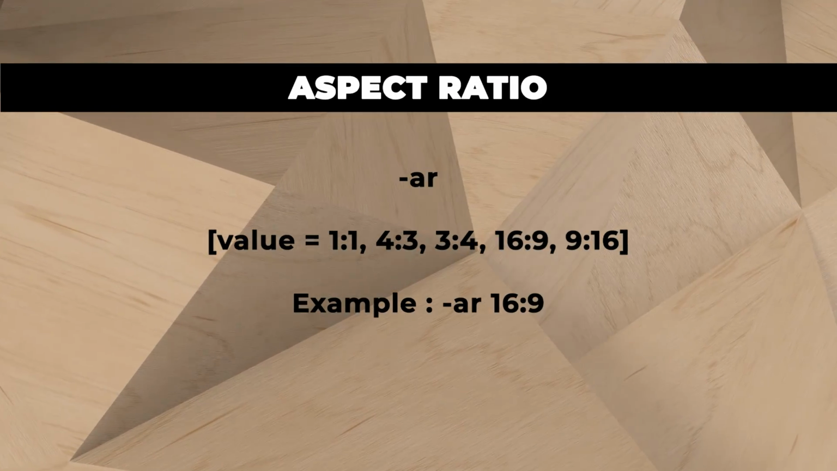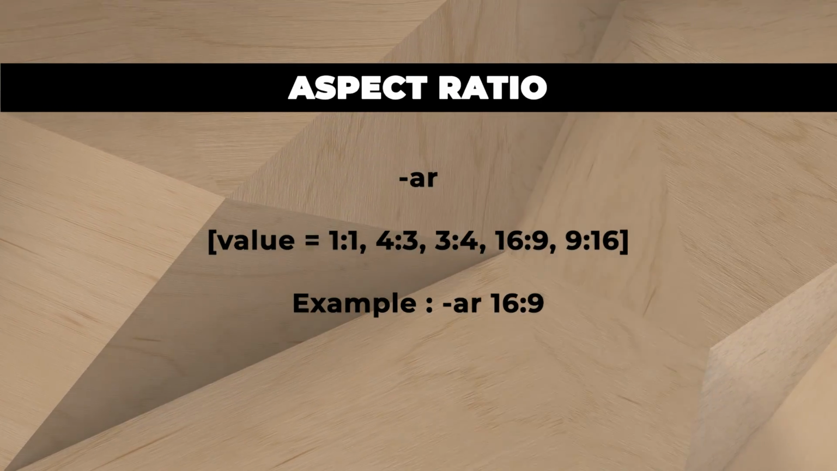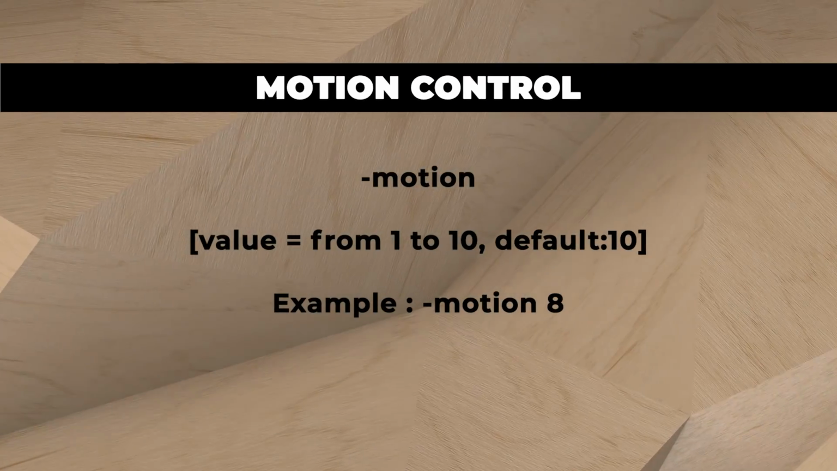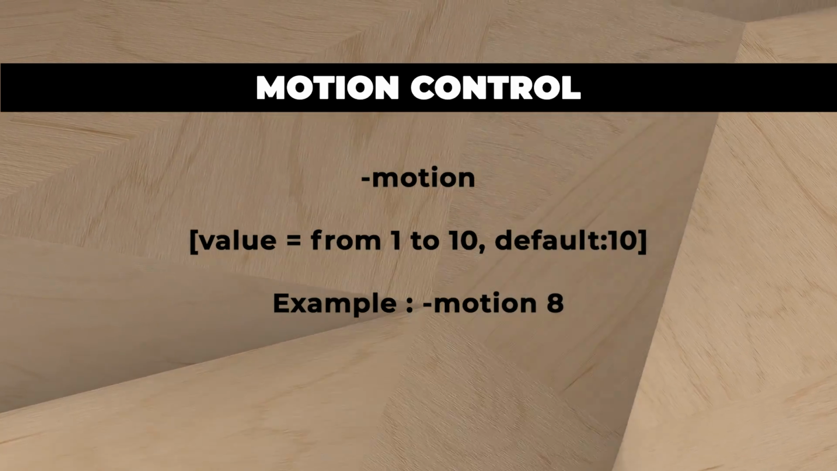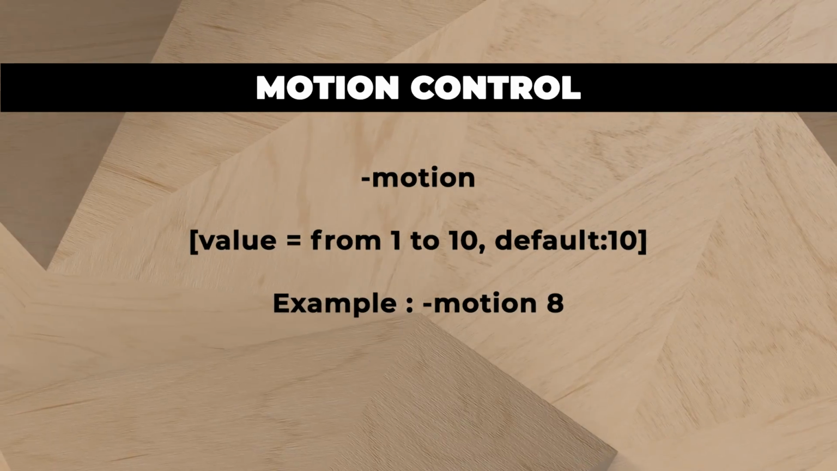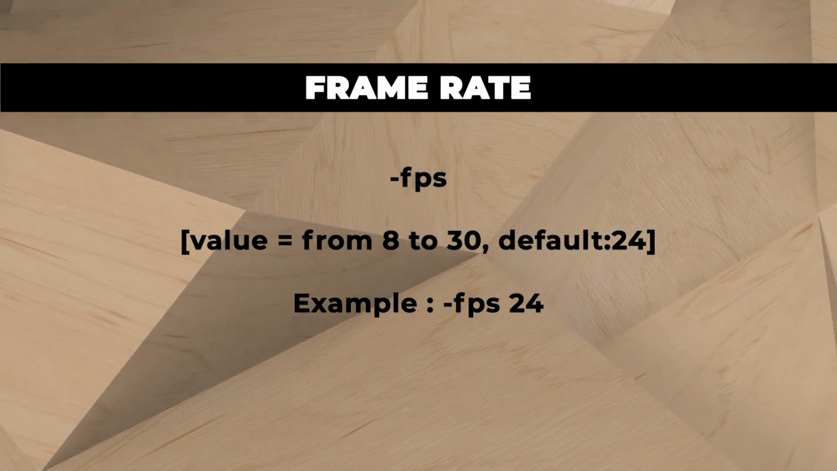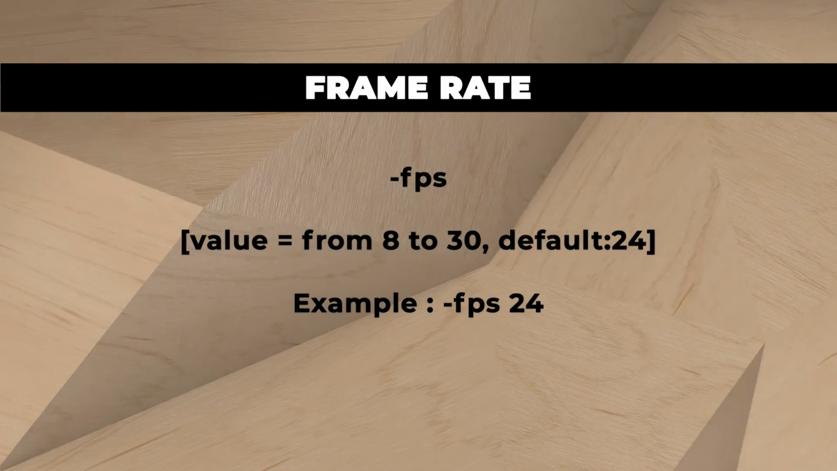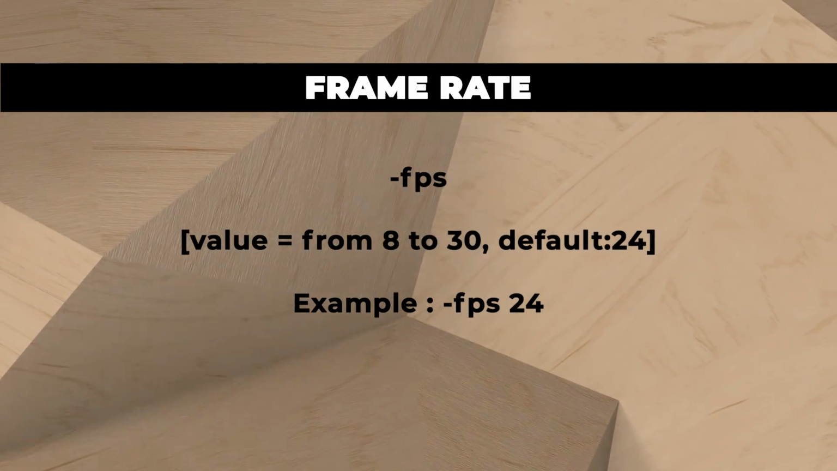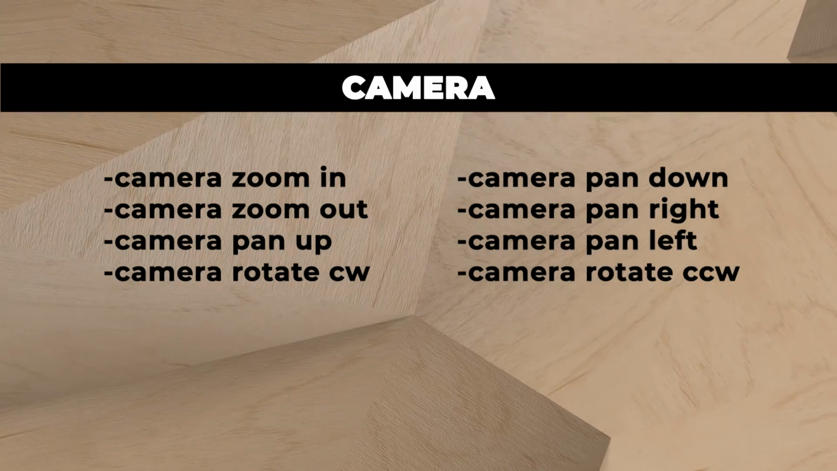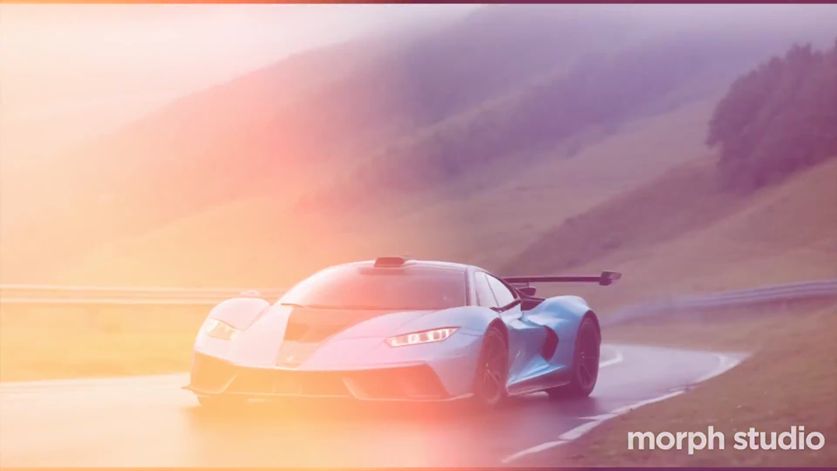With the AR parameter, you can set the aspect ratio to generate videos in portrait, landscape, or square format. Using the motion parameter allows you to control the intensity and amount of motion animation for the elements in each video. The FPS parameter allows you to set the frame rate from 8 to 30 for the videos, with the default being 24. To control the camera motion, you can use commands like camera zoom in and out or camera pan right and left. With Morph Studio AI, you can create videos tailored to your specific needs and audience.